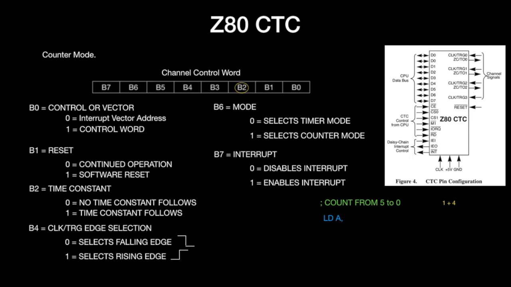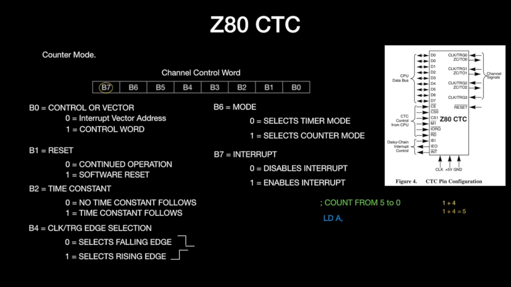So let's start with the next 4 bits. B4, yeah, I want to specify a rising edge, so I have to add here 1. And we skip B5 and B6, yeah, we want to specify counter mode, so that's also a 4. So we have B7, we skip the interrupts.